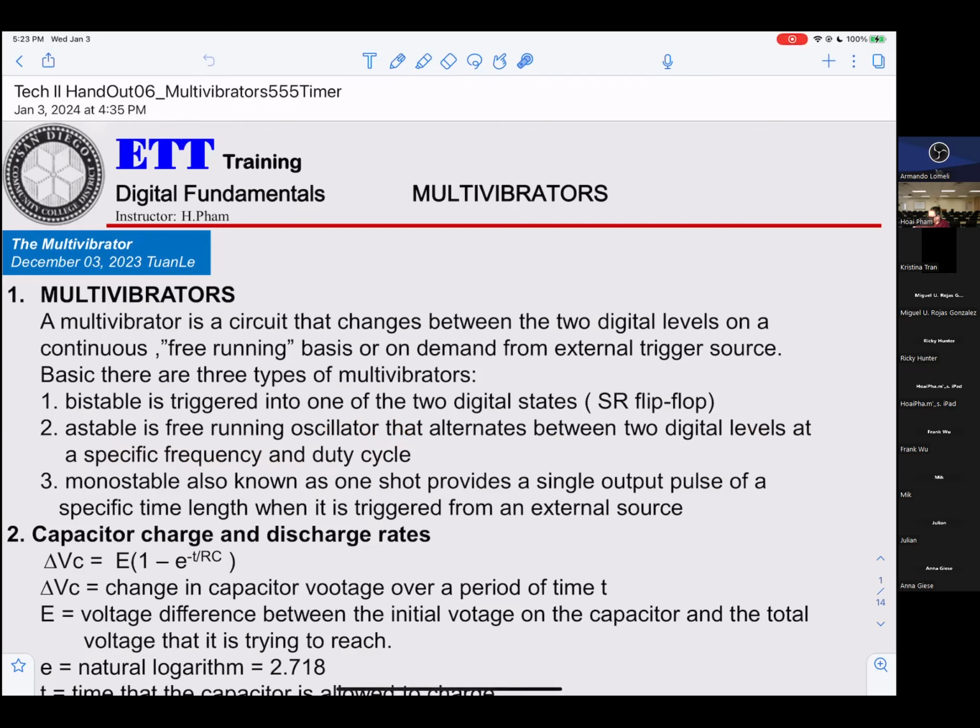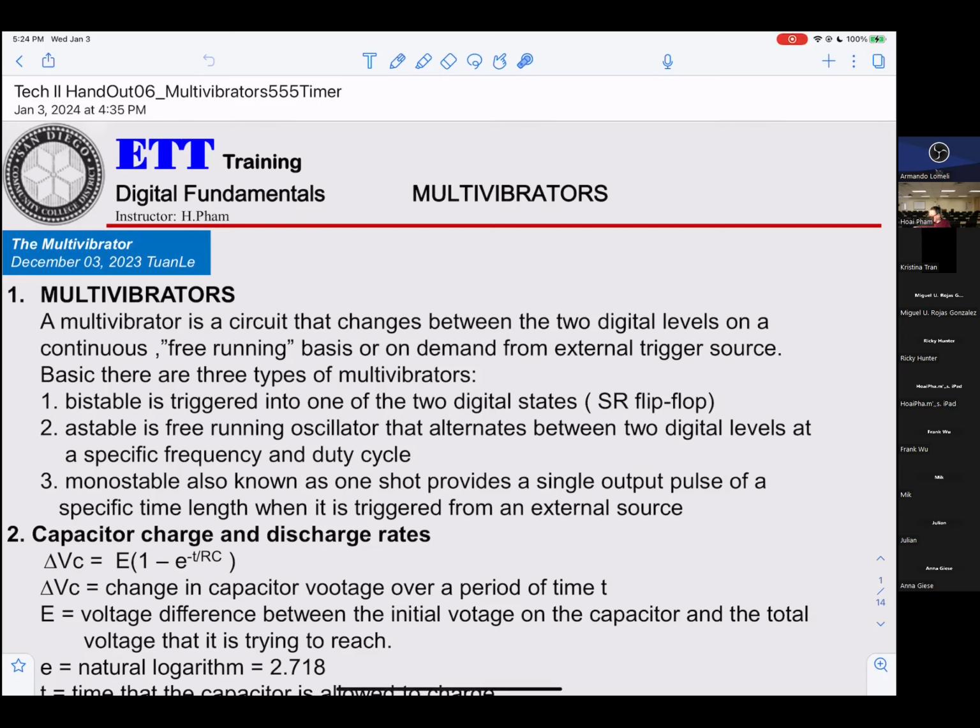Number three, monostable, also known as one-shot: it provides a single output pulse of a specific time length when triggered from an external source. Basically we get three different multivibrators: the bistable, which is the flip-flop, second the astable, and the last is the monostable.